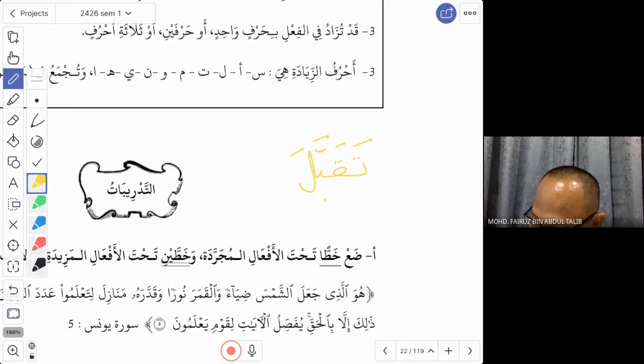So if I ask you, is this mazid or mujarrad? Can you tell me? And if it is mazid, what are the additional huruf? What is the root word? This is a very difficult question to ask.